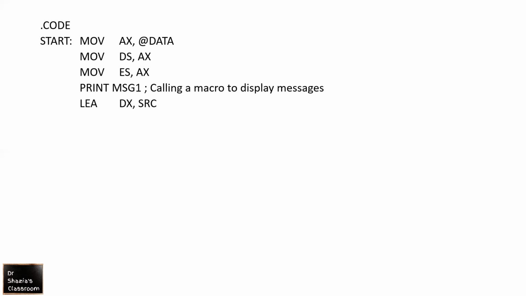Then I'm loading the effective address of SRC onto the DX register, and whatever string you have entered will be stored in SRC. So now I am going for reading the string. Reading the string using an interrupt is MOV AH, 0A, INT 21. So it will allow the user or the programmer to enter a string, and that string will be stored at SRC.